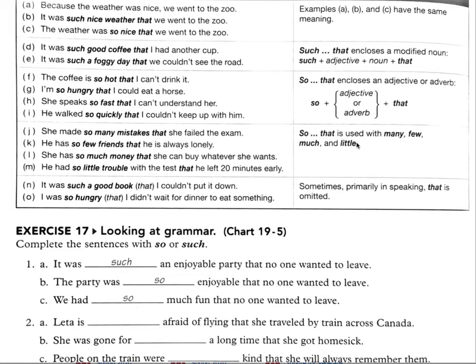So you would not say, she made such many mistakes, or he has such few friends, or she has such much money, or he had such little trouble. No, you cannot use such with those expressions of quantity, many, few, much, and little. Here, you're going to have many and then mistakes. Few friends, much money, little trouble. Again, these so and that are used with expressions of quantity.